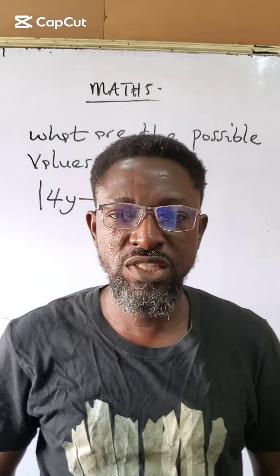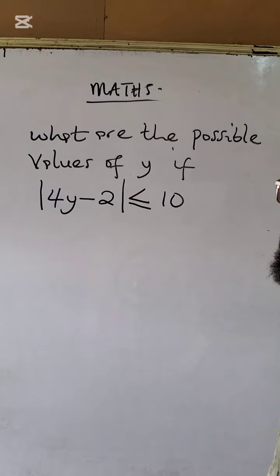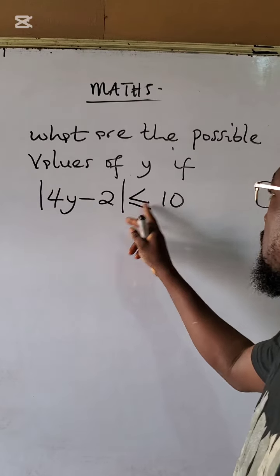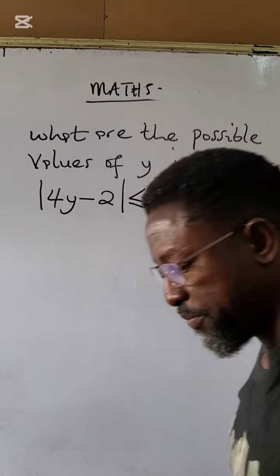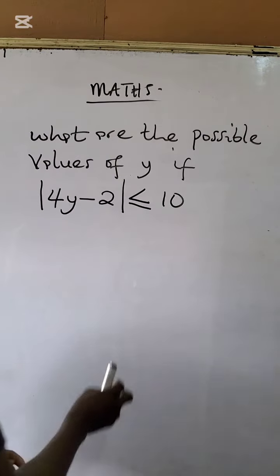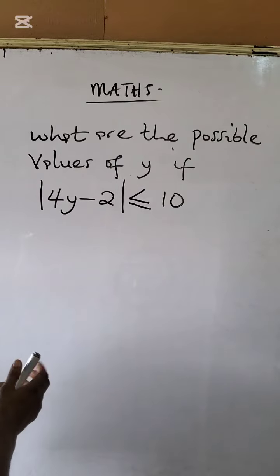Take a look at this absolute value question. It says, what are the possible values of y if the absolute value of 4y minus 2 is less than or equal to 10? Anytime you have a question on absolute value, it means that there are going to be two possible values for this type of equation.